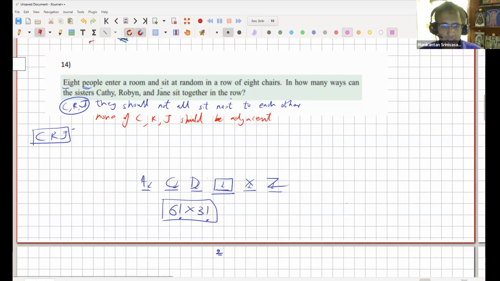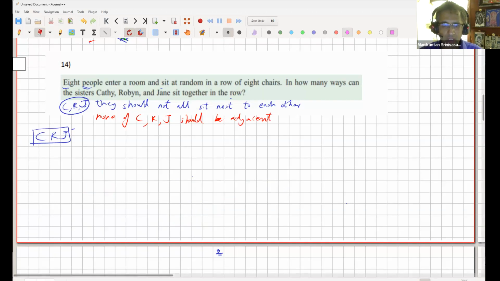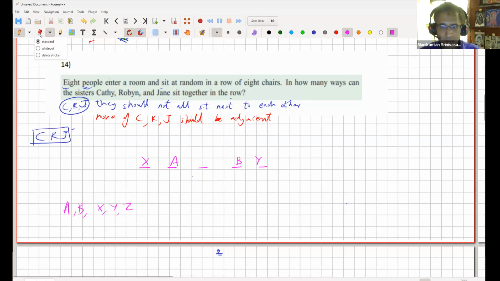Let's discuss. So now, what am I saying? None of these C, R, and J should be next to each other, right? So let me first seat the rest of the people. I have 5 seats, 1, 2, 3, 4, and 5. Let's say my other people in the class are A, B, X, Y, and Z. So I'm seating them randomly. A is sitting here, B is sitting here, X is sitting here, Y is sitting here, Z is sitting here somewhere.